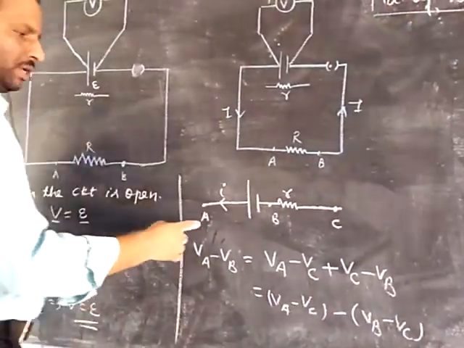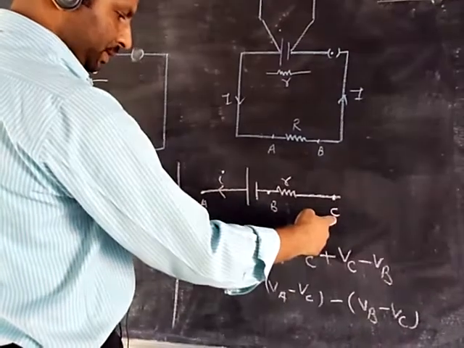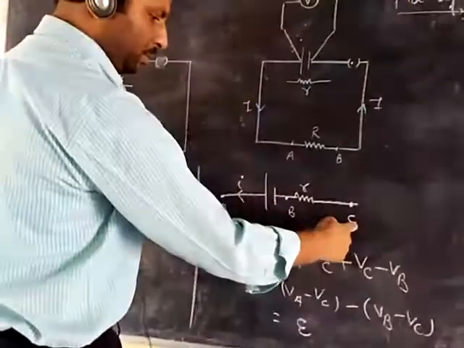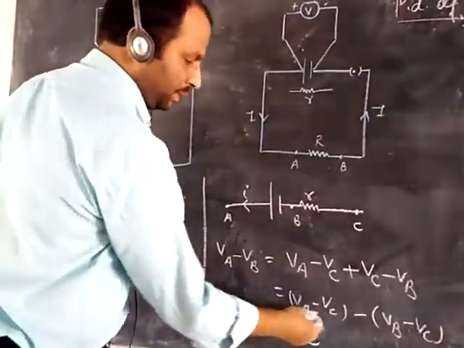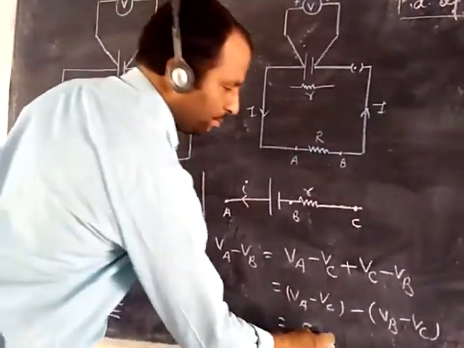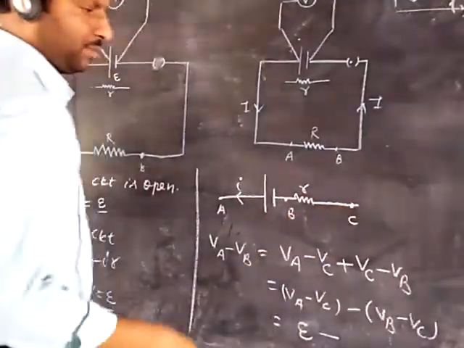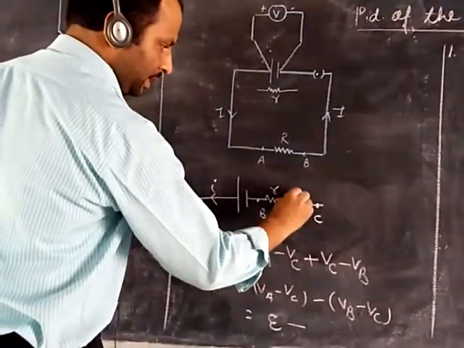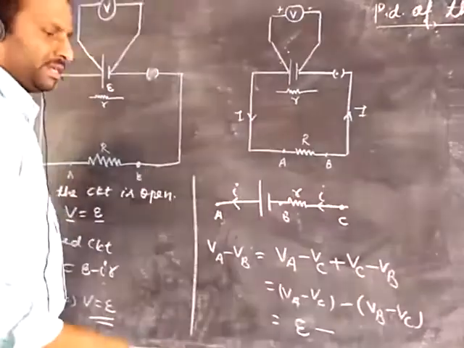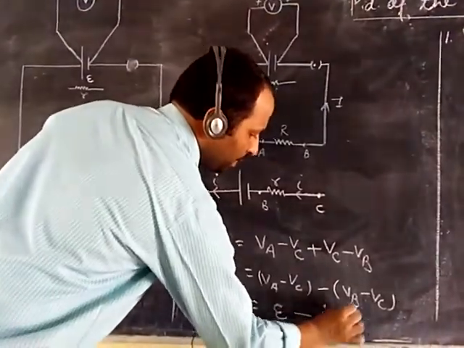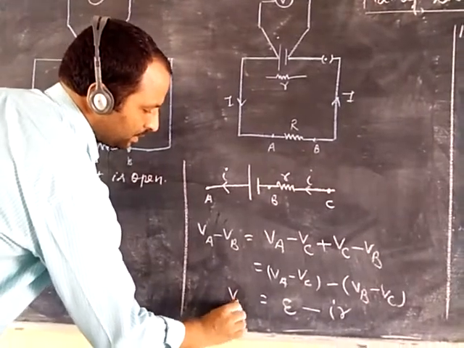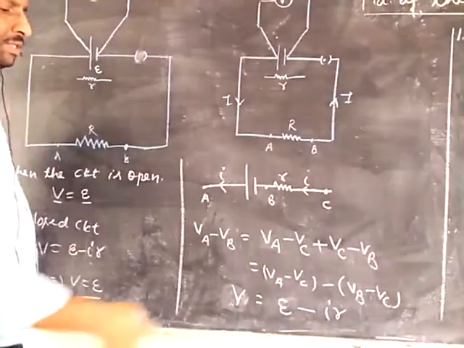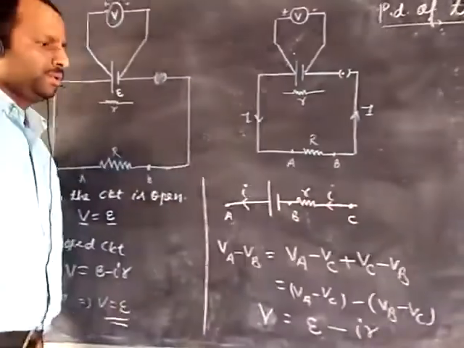So VA minus VC is equal to E, the EMF of the cell, minus VB minus VC. Here the current I is coming out and entering the cell. So the potential difference across this internal resistance is I into R. So this is the relationship: the terminal potential difference V is equal to E minus I into R.